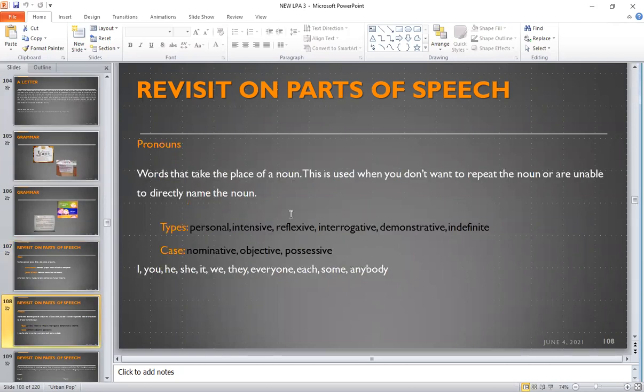Next, pronouns. Words that take the place of a noun. This is used when you don't want to repeat the noun or are unable to directly name the noun. Types of pronouns: personal, intensive, reflexive, interrogative, demonstrative, indefinite. Case: nominative, objective, possessive. Examples are I, you, he, she, it, we, they, everyone, each, some, anybody. Again, these are things you already know. We're just revisiting it.